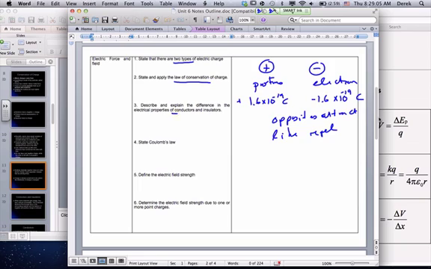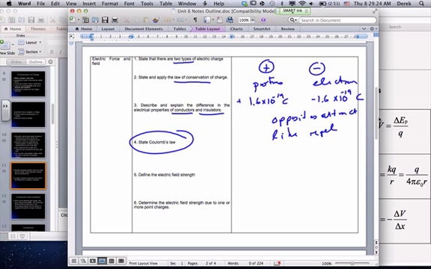Now, this idea of conductors and insulators, I think you have a good idea of what those are. Conductors allow the flow of charge, whereas insulators don't allow the flow of charge. So in insulators, charge cannot flow freely.